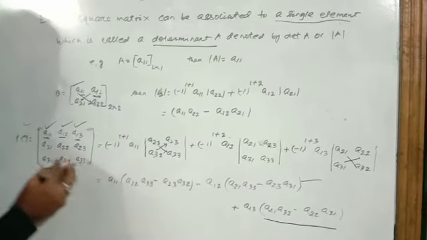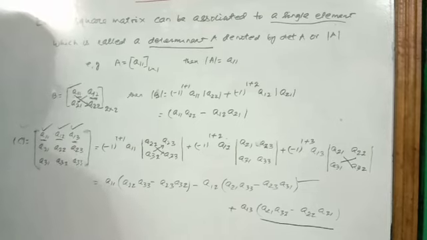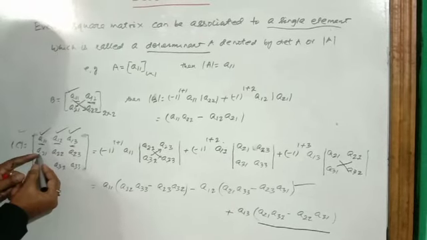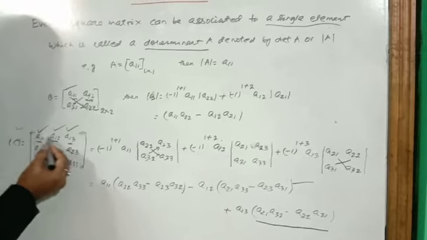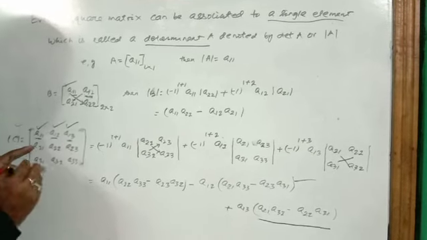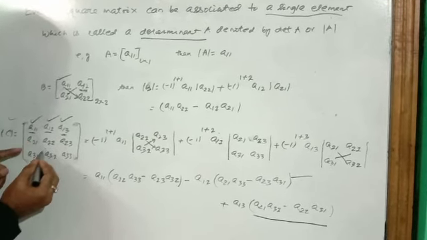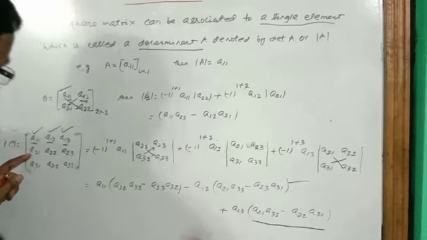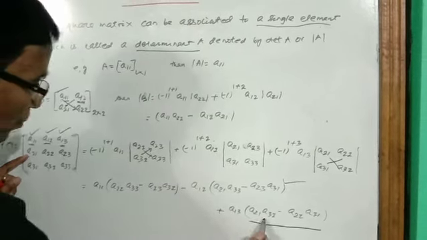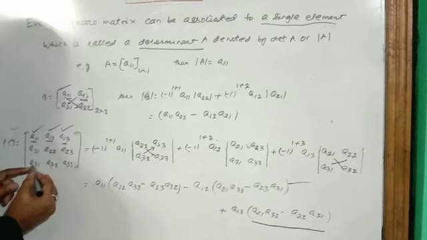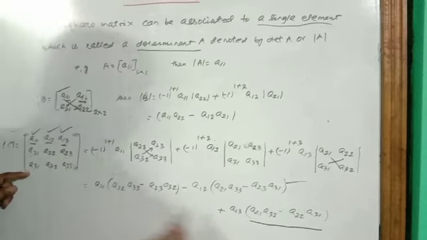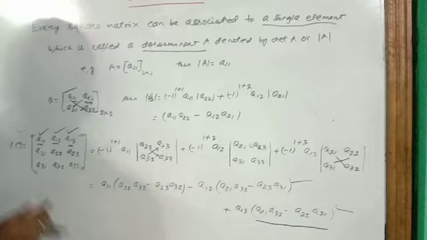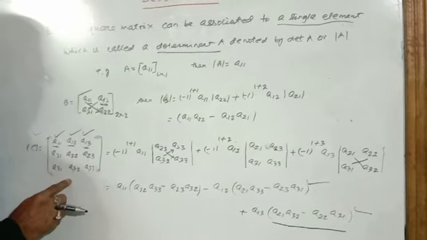For the next element it is A13 into a determinant, you omit the first row and third column, so determinant of A21, A22, A31, A32, whose value is equal to A21 into A32 minus A31 into A22. So it is the value of this third order determinant.